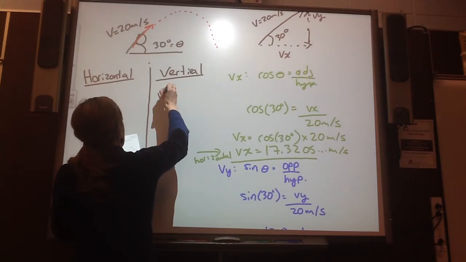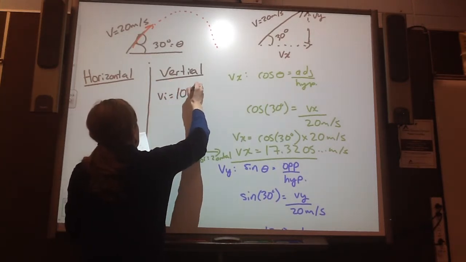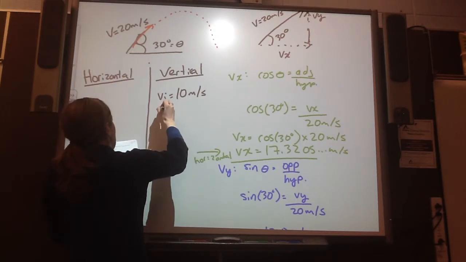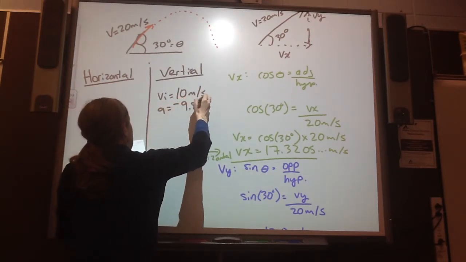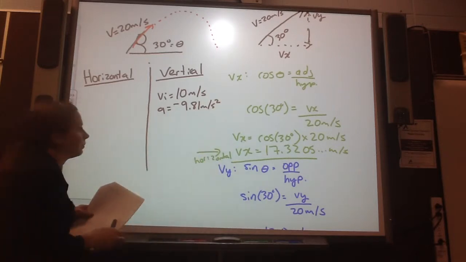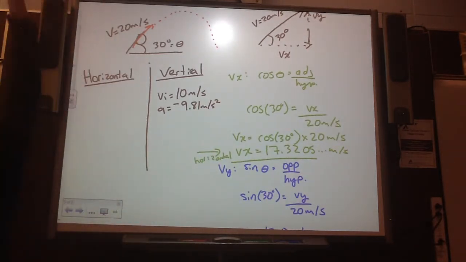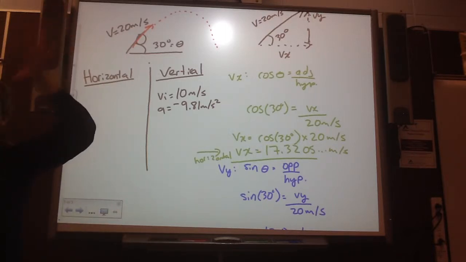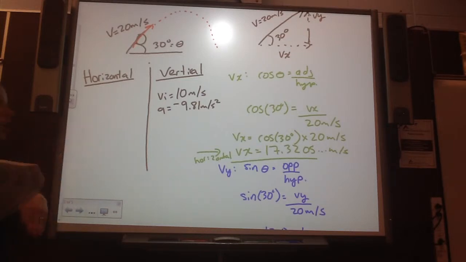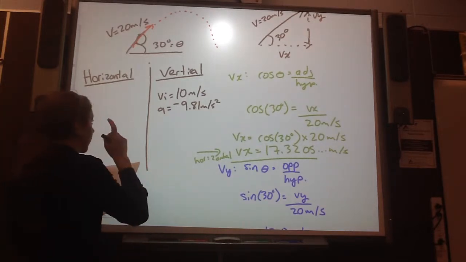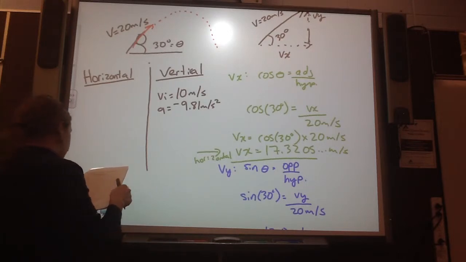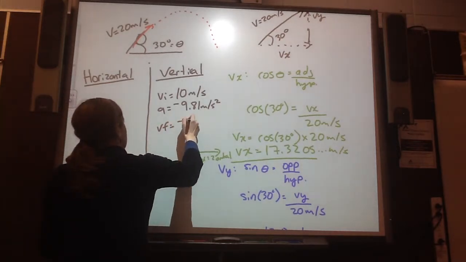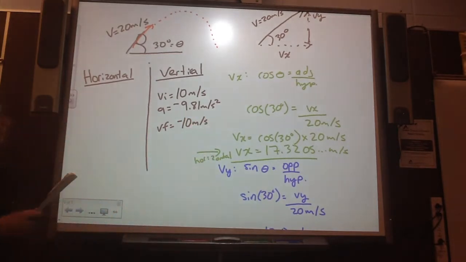So VI for vertical is 10 meters per second. I know my A is negative 9.81 meters per second squared because it's going up and down. If I was just dropping it, then I could say acceleration due to gravity was positive. Okay, I can also set my VF equal to negative 10 meters per second, assuming that I'm taking my VF directly across from where VI started.